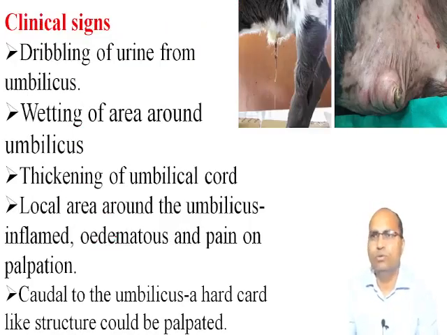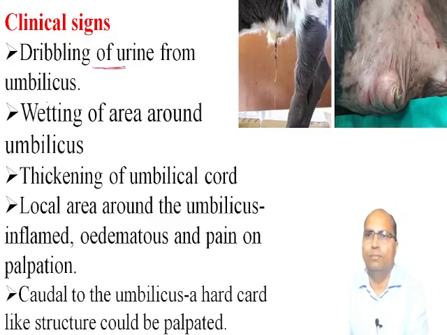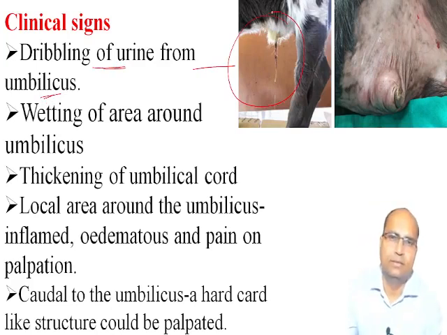Now we discuss clinical signs. Friends, dribbling of urine from umbilicus is seen, also present in this picture.